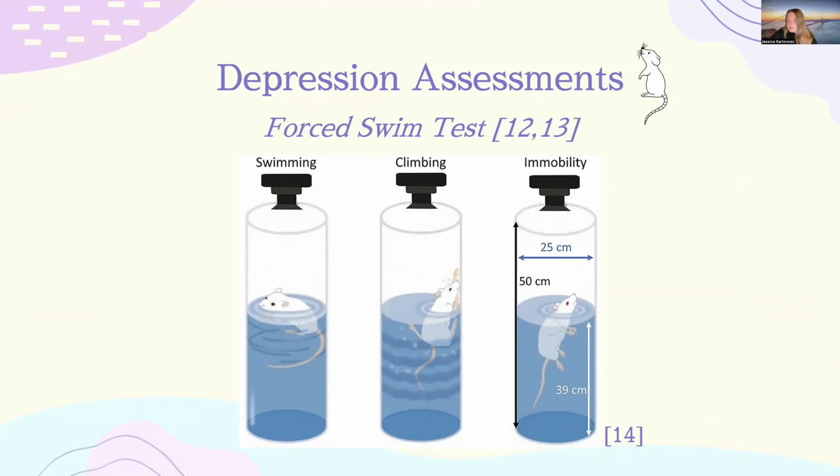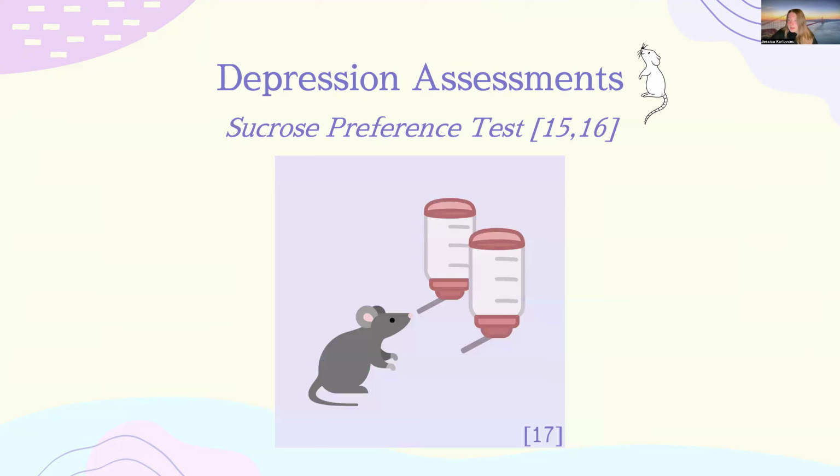This first task here that measures depression-like behaviors is called the force swim test. It involves placing an animal in a receptacle with water and monitoring their swimming and escaping behaviors. In this task, an animal that spends less time swimming or climbing and more time being immobile is said to be demonstrating depression-like behaviors.